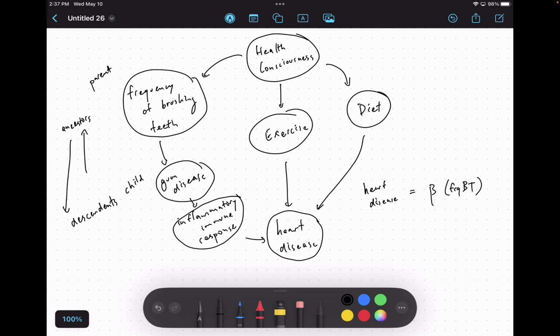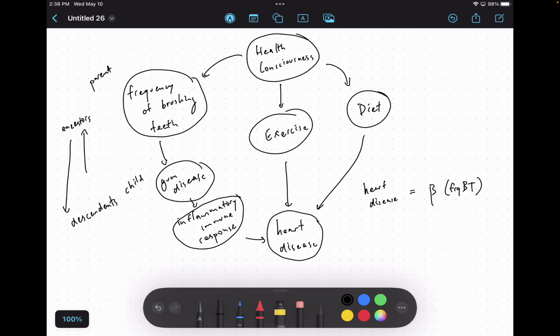But from an inference perspective, if I were just to change the frequency of brushing your teeth, you may be affecting heart disease in a non-causal manner. If you were to go out and get people who have poor health consciousness to start brushing their teeth more, just because they change this, it may not change heart disease, okay? So that's the really big distinction between predictive ability versus this causal inference that we're doing.